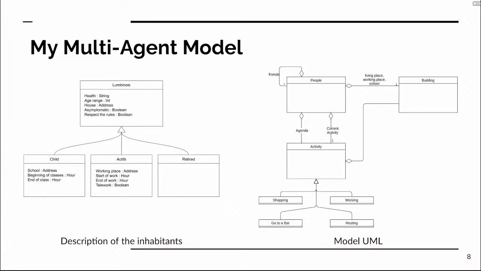In my model, I have taken three age ranges: the child, the active, and the retired. And the idea was to study the second lockdown in France, to calibrate the model, and after that to change the policy and see how COVID will spread over the population.